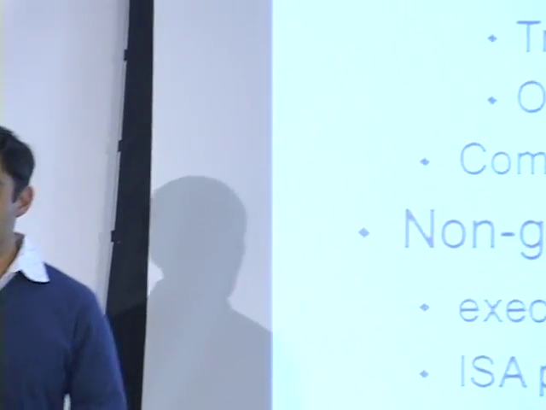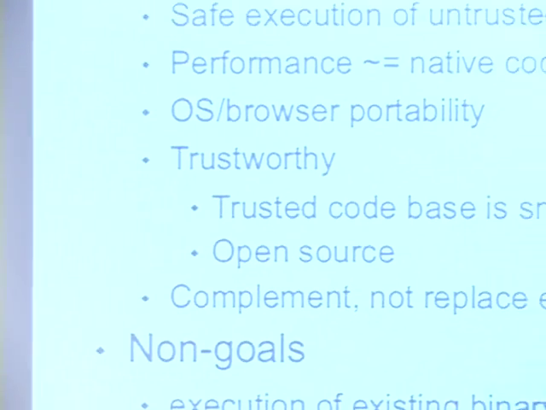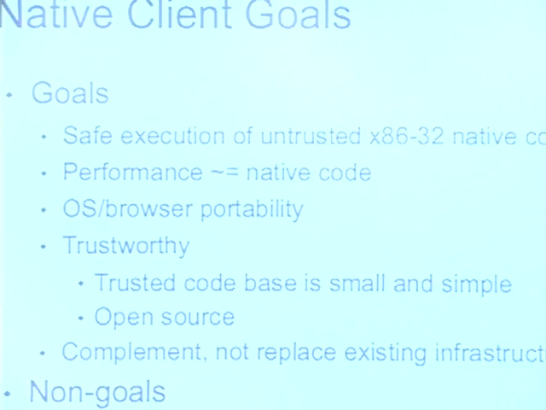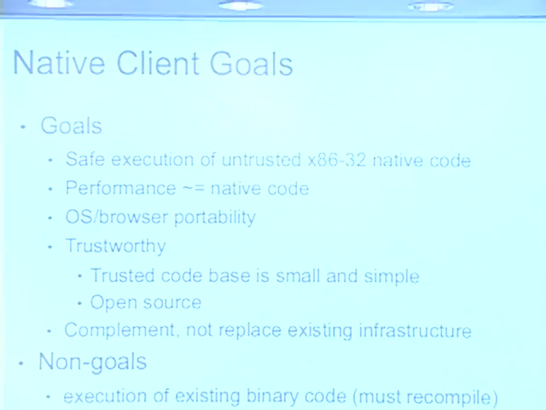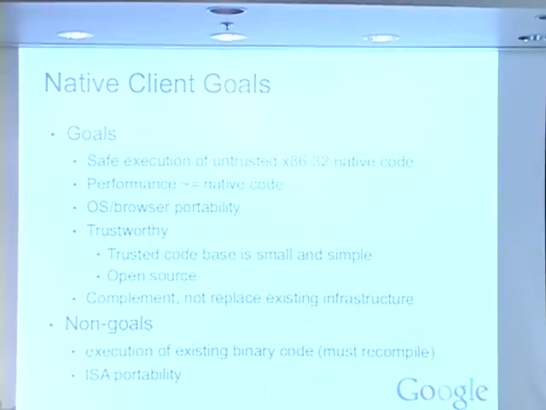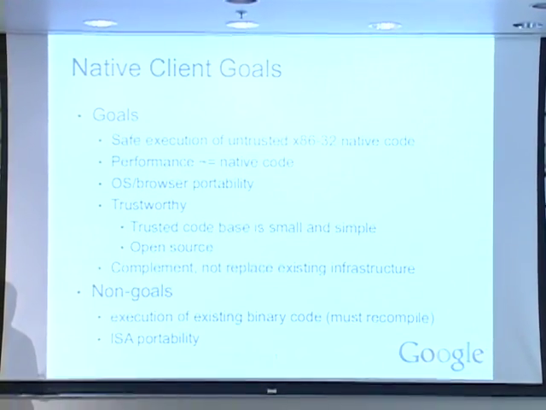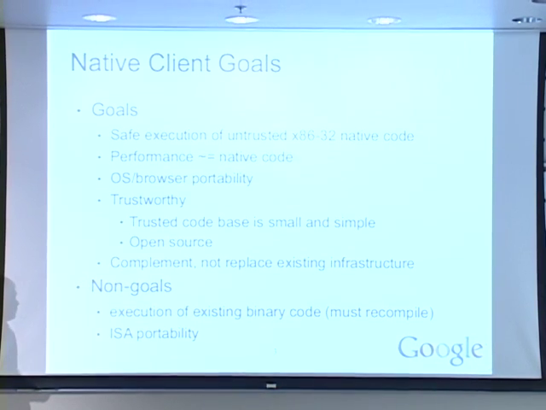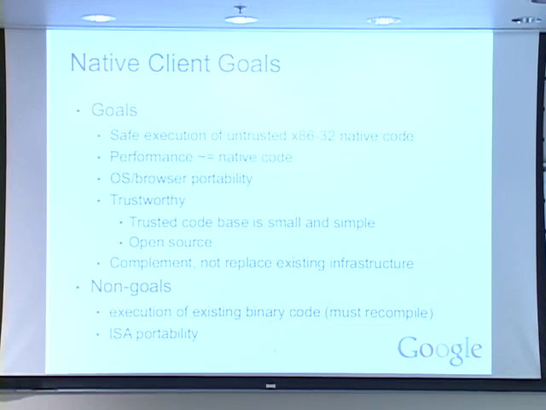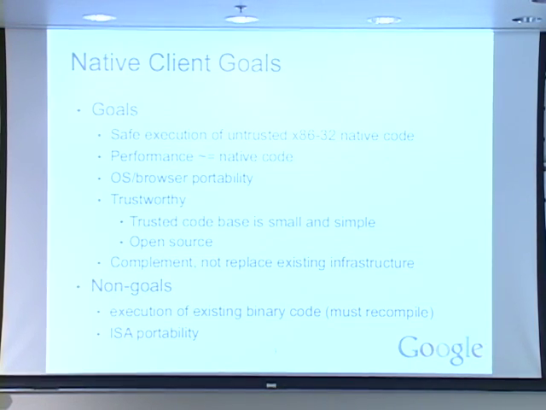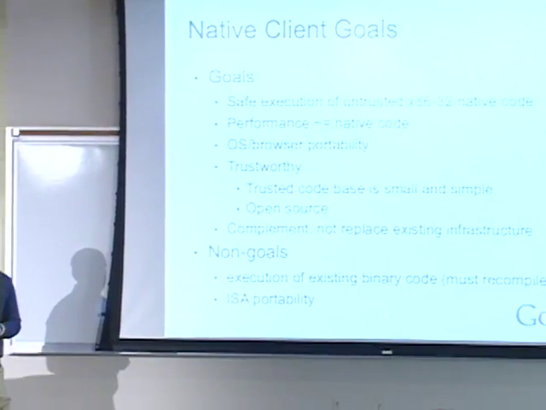So let me be very specific about some of our goals. We want safe execution of untrusted x86 native code. Now, there are other instruction sets, like the 64-bit variant. We like those, they're important too. We just aren't working on those, aren't providing those yet. And we want performance to be about the same as native code. And I'll give you some details on the performance impact of the system at the end of the talk.